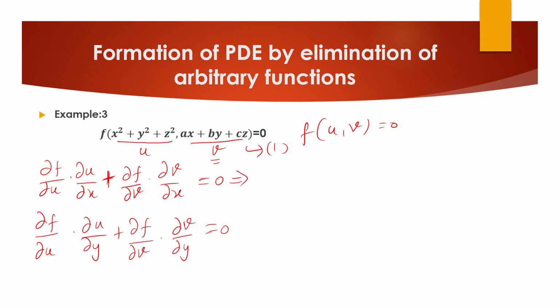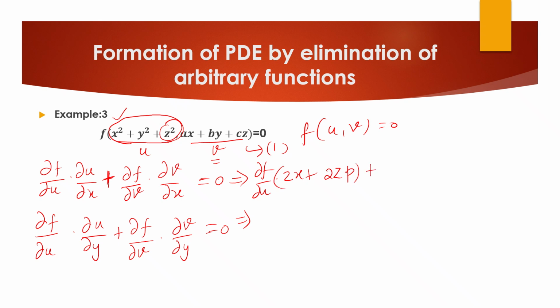So from this what we get is dou f by dou u, and dou u by dou x means we have to differentiate the whole function with respect to x. Here differentiation of x square is 2x. Since z is also a function of x and y, differentiation of z square is 2z into dou z by dou x, which is nothing but taken as p.